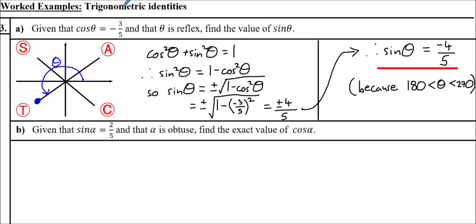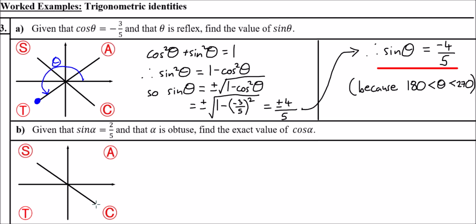Now, 3b is very similar, in fact. So for 3b, we're given that sine alpha is 2/5 and that alpha is obtuse. We need to find the value of cos alpha. So again, let's have our CAST diagram ready to hand. Alpha is obtuse, so that means that alpha is more than 90, but no more than 180. If it were more than 180, it'd be reflex, which it isn't. So just using our CAST diagram here, put the X on.